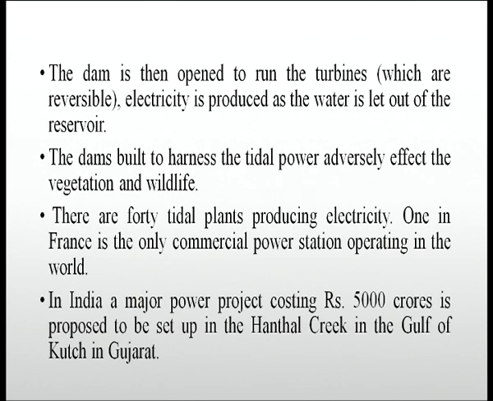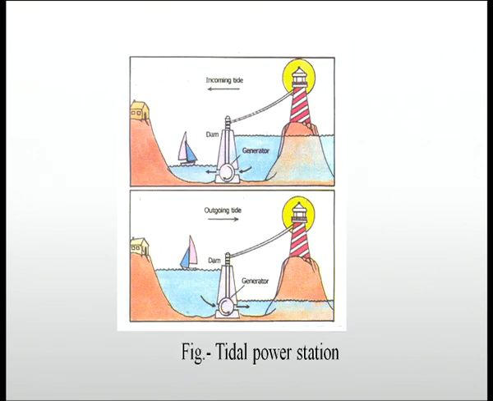The dams built to harness the tidal power adversely affect the vegetation and wildlife. There are 40 tidal plants producing electricity. One in France is the only commercial power station operating in the world. In India, a major power project costing rupees 5,000 crores is proposed to be set up in Hanthal Creek in the Gulf of Kutch in Gujarat. So, this is the diagram of a tidal power station, how it works.